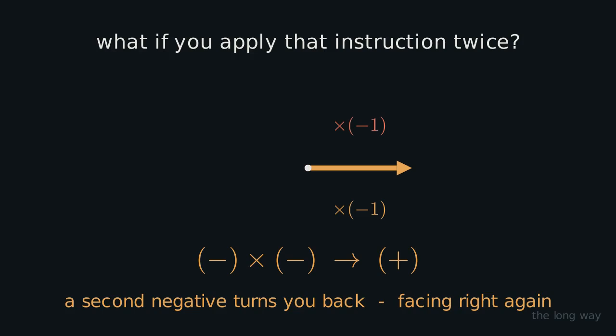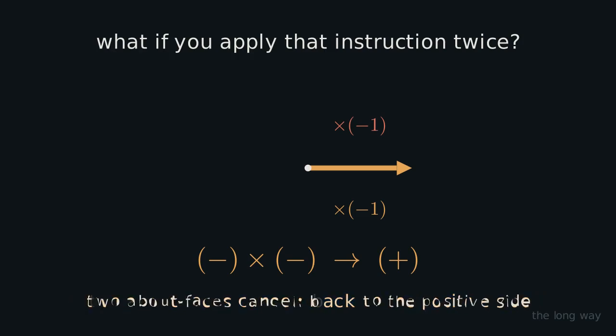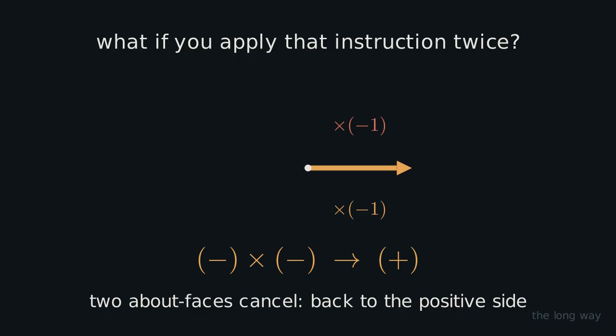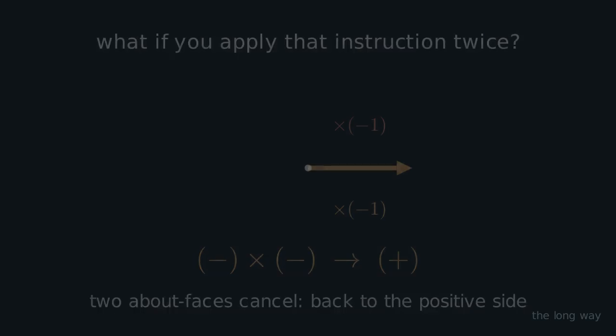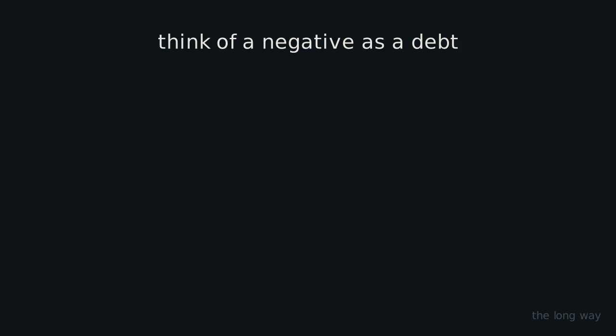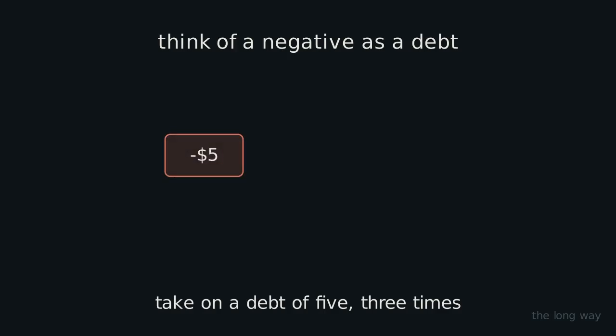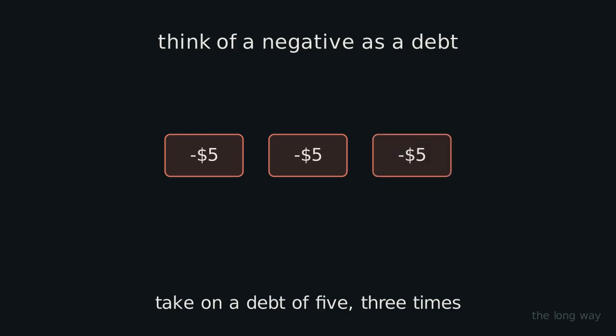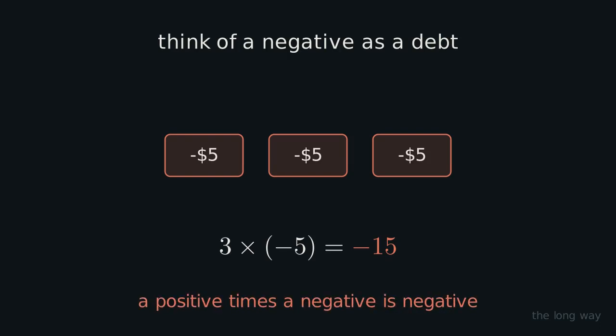But a picture of someone spinning around is not going to convince anyone who is being careful. So let's make it concrete with something you can actually count. Think about money and think of a negative number as a debt. Owing $5 is negative 5. Now multiplying by a positive number just means repeating something. If you take on a debt of $5 3 times, you have 3 times negative 5, which is negative 15. You are $15 worse off. So a positive times a negative comes out negative. That part probably already feels right.